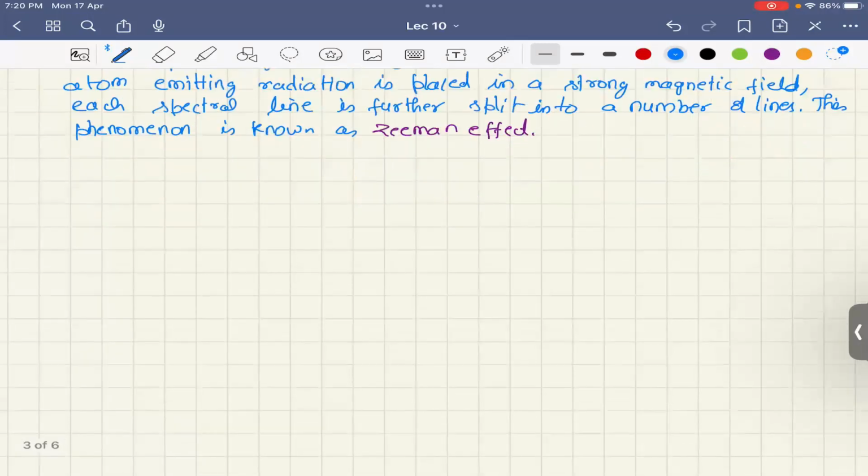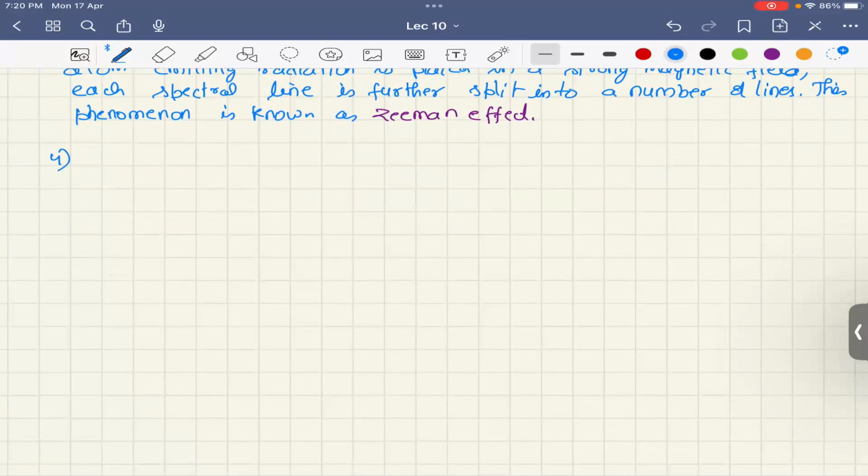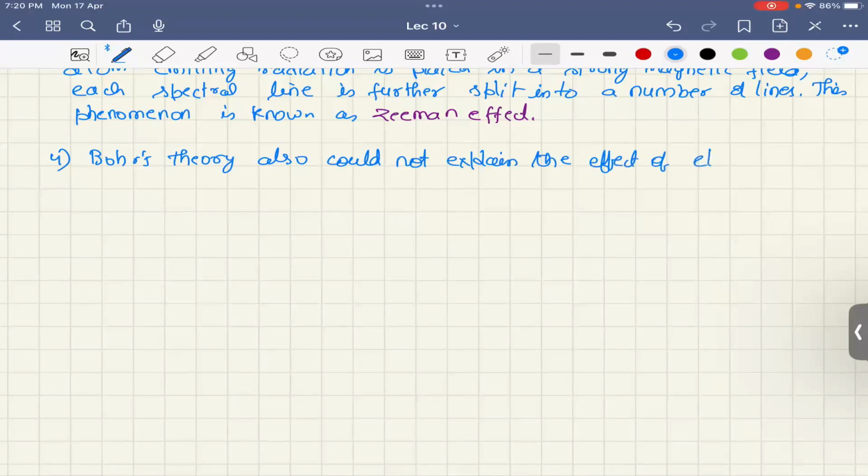The fourth drawback was that Bohr's theory also could not explain the effect of electric field. Similar to magnetic field, it could not explain the effect of electric field on the spectra of hydrogen atom, and this effect is called Stark effect, right? Bohr's theory also could not explain the effect of electric field, known as Stark effect, on the spectra of atoms.